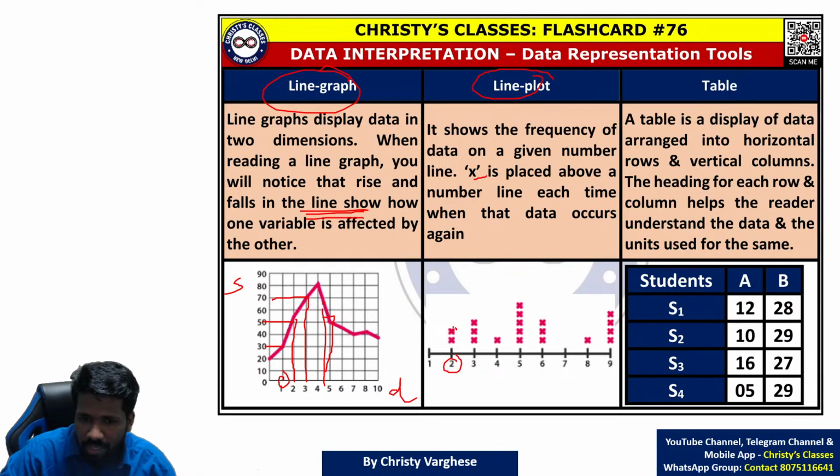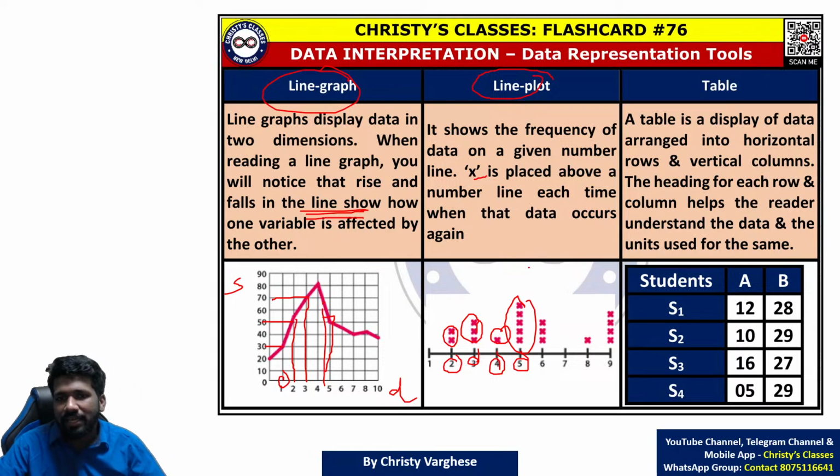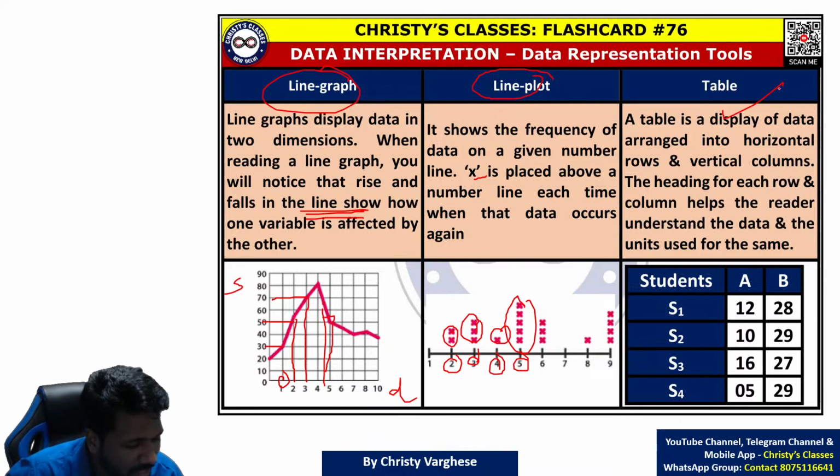That means 2, there is 2 value, 3, there is 3 value, 4, there is 1 value, 5, there is 5 value. To represent data like that, we use line plot generally. Then table is the most common data representation tool that we see in daily life.